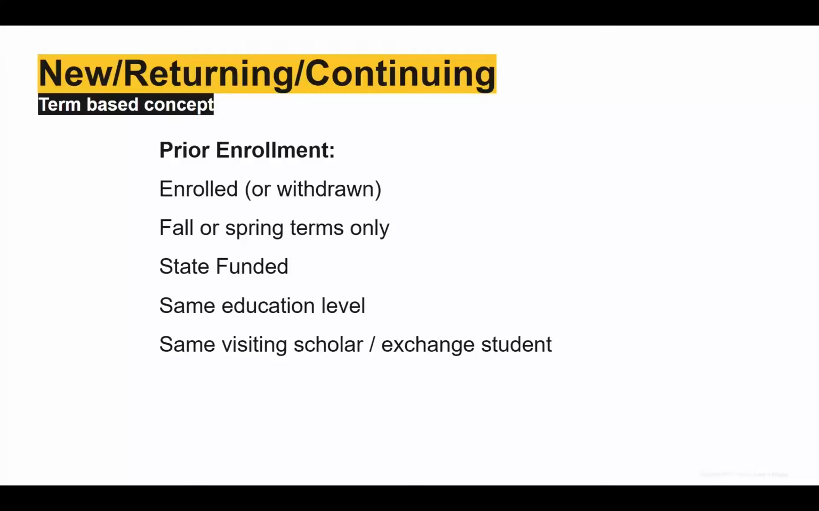One example of something that doesn't count is ULC classes. Those are not state-reported. It has to have been at the same education level. So I talked about a bachelor's to a bachelor's or a bachelor's to master's. So we look at that. We also have a lot of visiting scholar and exchange student programs, so we take those populations out. If they were here before as a visiting scholar and now they're here on their own, they're new, because now we expect them to graduate from ASU. So that's pretty simple, right?